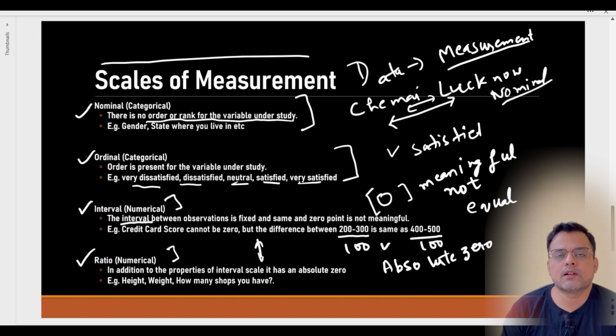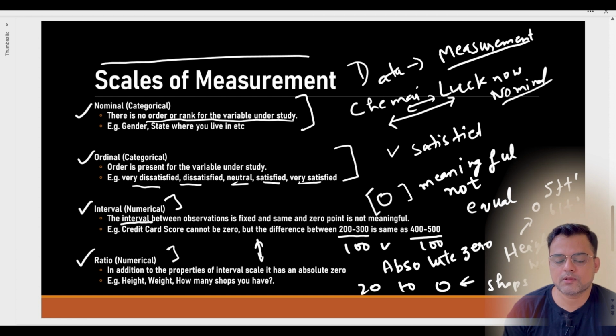But in case of ratio data, we have an absolute 0 as well. In addition to the properties of interval scale, the ratio scale has the absolute 0 as well. So for example, if you have height, if you have weight, or if you talk about how many shops you have in the area, it can also be 0 shops, it can be 10 shops, it can be 20 shops. And I can compare my height with respect to the 0. So I can have 5 feet, I can have 6 feet.